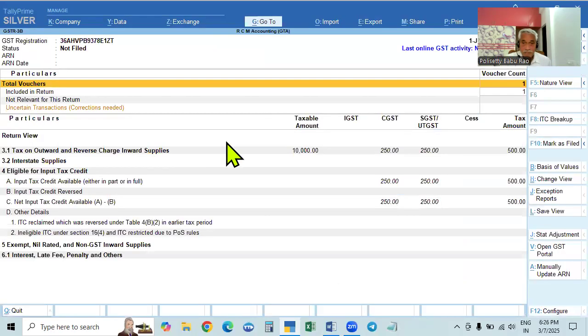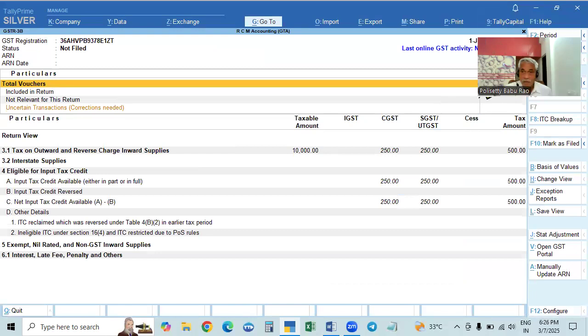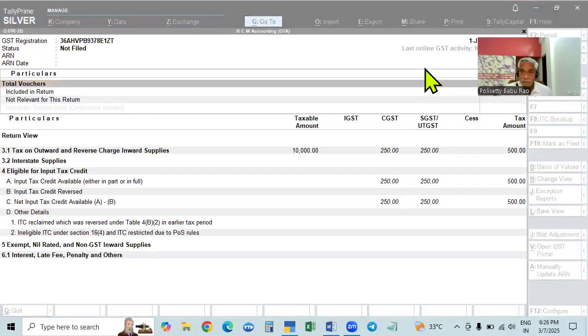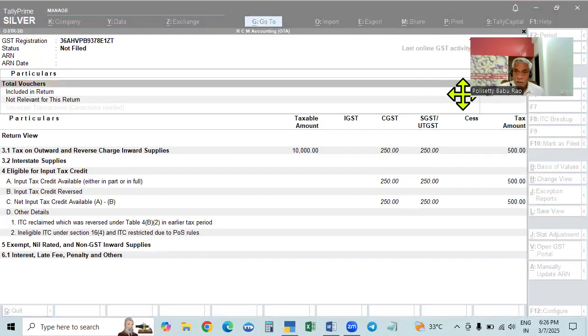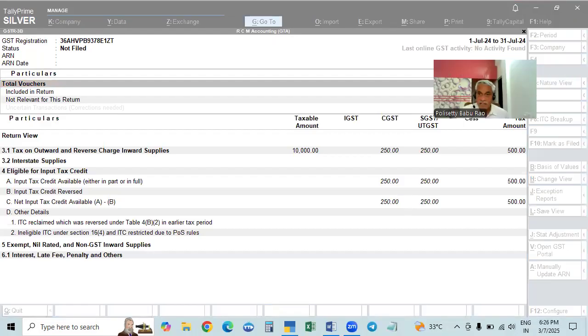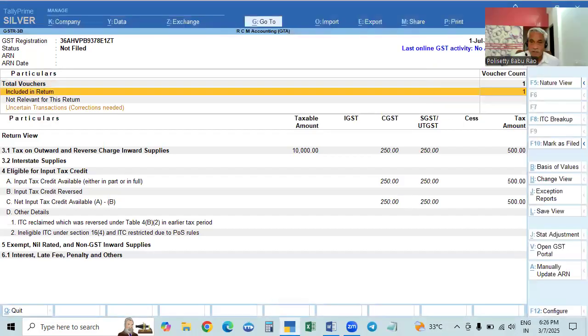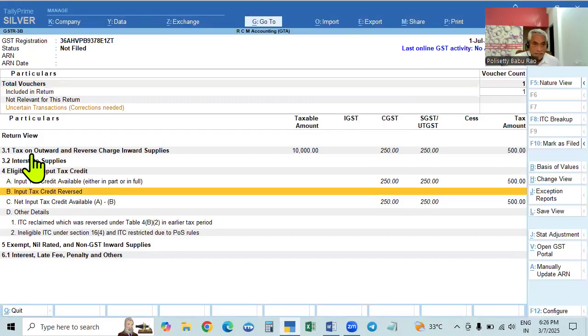So here in 3B, you see, it takes the month automatically, July 1st to July 31st. Here, tax on outward supplies, that is sales and tax collected. And reverse charge, inward supply: purchased service under reverse charge, and we are liable to pay on the reverse charge. On 10,000 rupees, the tax amount is 500, 250 is the CGST and 250 SGST.